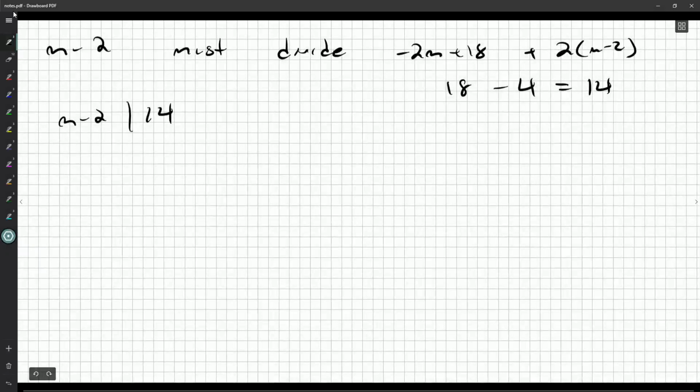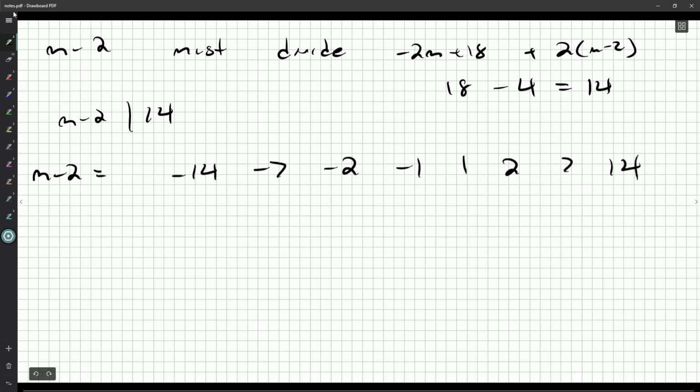Well, we could say, what are the factors of 14? Because there's not going to be that many factors of 14. So, m minus 2 could be equal to minus 14, minus 7, minus 2, minus 1, 1, 2, 7, 14. So what would this make m? Minus 12, minus 5, 0, 1, 3, 4, 9, 16.